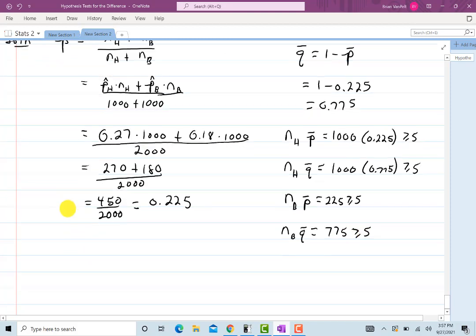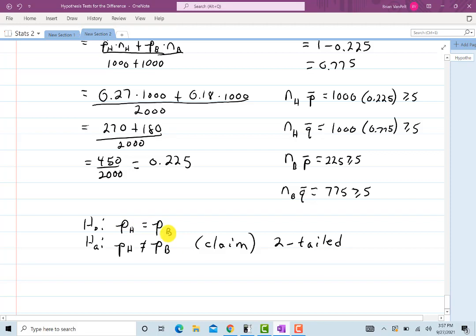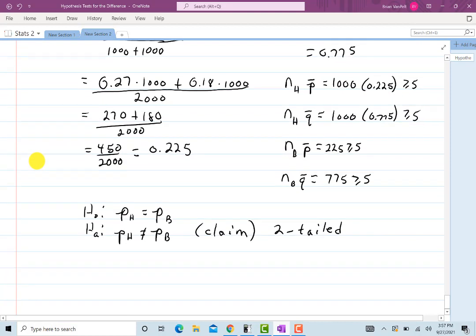Now let me write down the null and alternative hypotheses. The alternative hypothesis was the one that is not equal. So pH does not equal pB. There's the claim. And notice that this is a two-tailed test. And then the H naught would be pH equals pB. Now, did I already start the solution to this? Yes, I did. All right, so there we have those things.